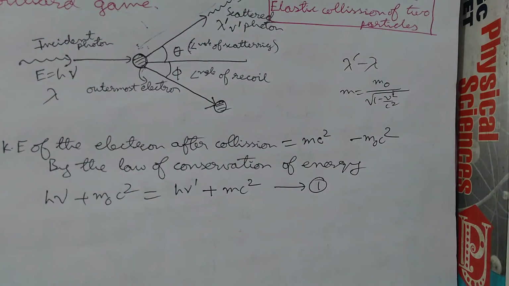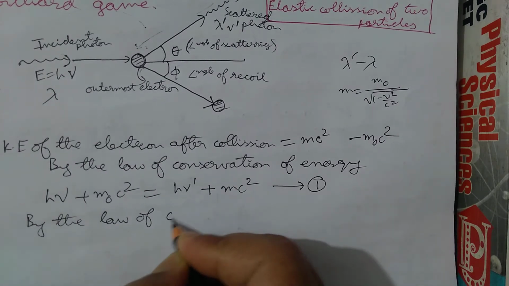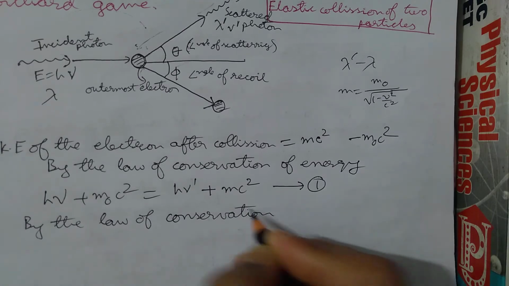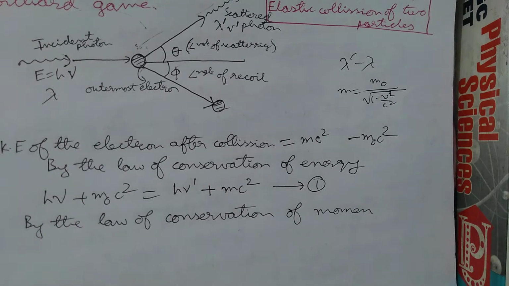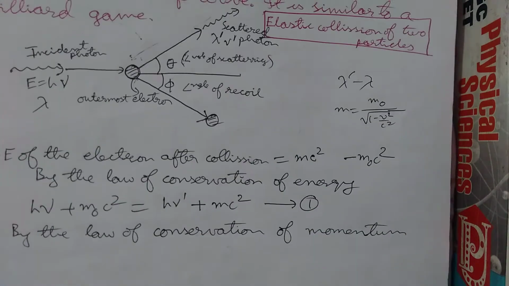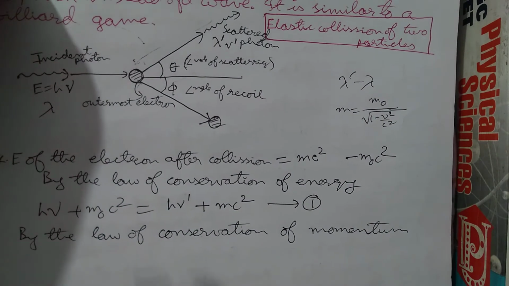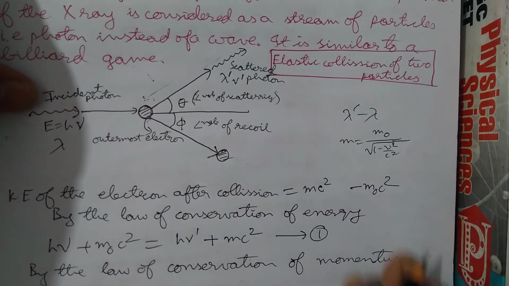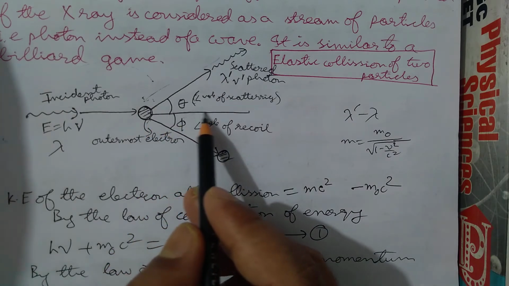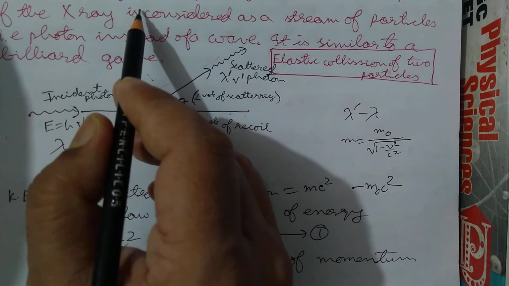Now, by the law of conservation of momentum. Energy is a scalar quantity, so you should be concerned only with the magnitude, not the direction. Momentum is a vector quantity, so we will have two components: one along the direction of the incident photon, and one perpendicular to that direction.